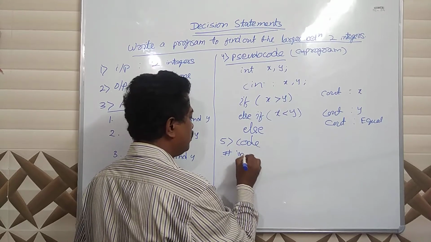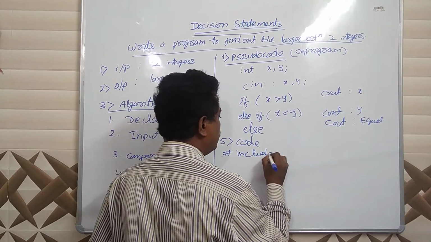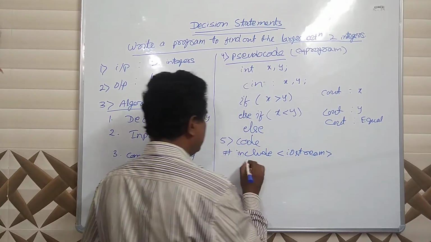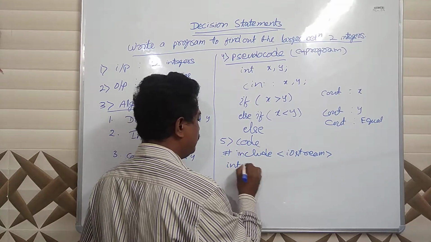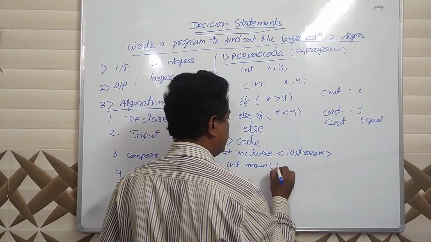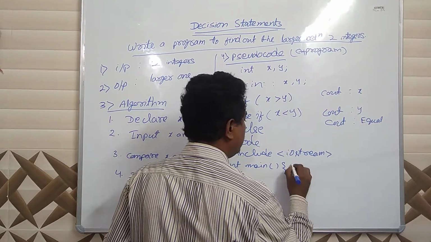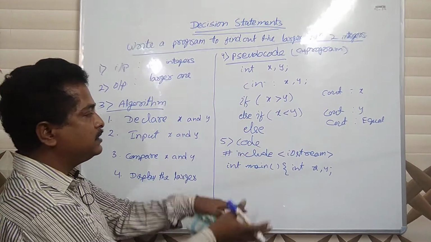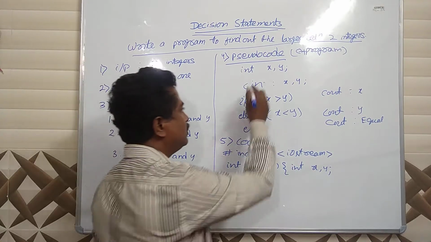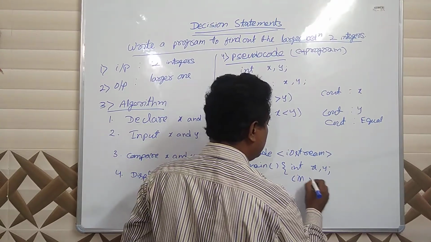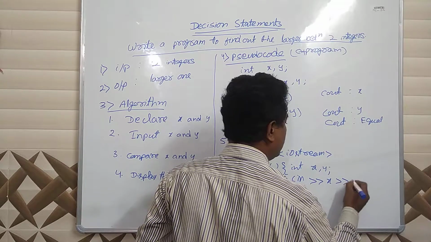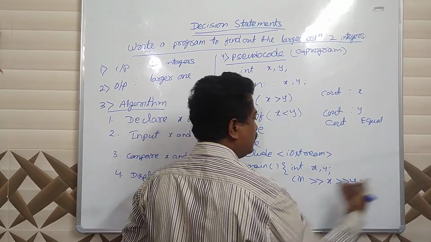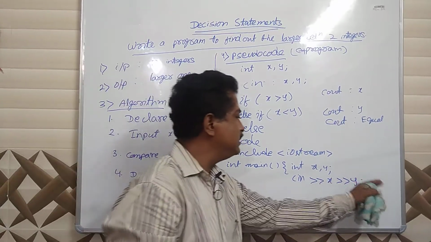#include <iostream>, int main, int x, y. Go according to the pseudocode. Just translate the pseudocode. Don't interchange the statements. cin >> x >> y. It is the format of cin. How many variables you need? Just put them in one by one in the cin statement.